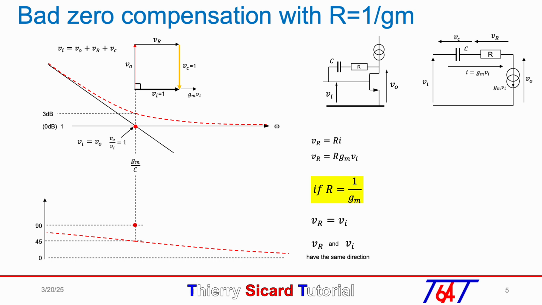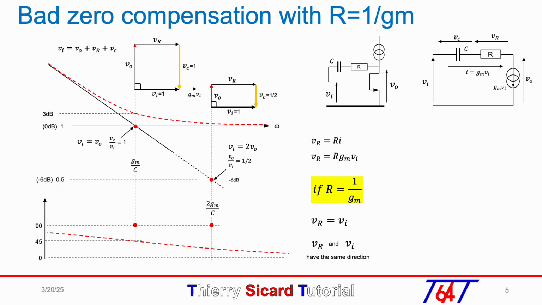We now perform the same vector construction for an angular frequency of 2 Gm over C. At this angular frequency, we have already seen that Vc equals 0.5 and that Vout always has a phase of 90 degrees with an amplitude of 0.5. With this specific R value equal to 1 over Gm, we suppress the zero, which means that the amplitude continues to decrease with frequency and the phase is always 90 degrees, represented by the graph in bold red.